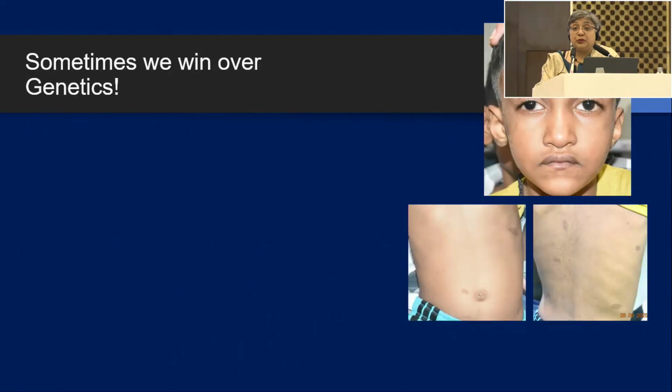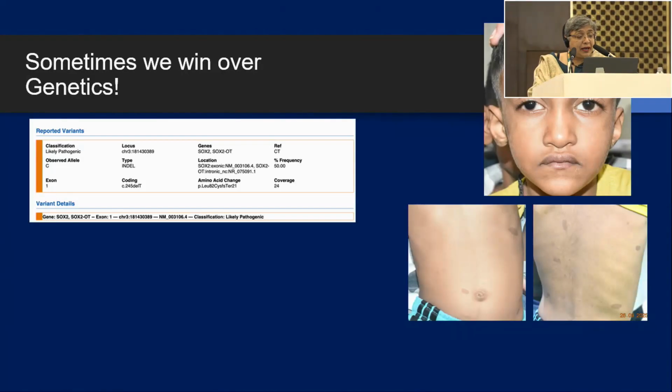But sometimes we win. So this young girl, just a very, very subtle sort of ptosis. If you can see, the eyebrows are lifted. And she had just borderline pressures. The discs were not too great, but then when we looked for it, we did find these cafe au lait. But the report came out as SOX2.